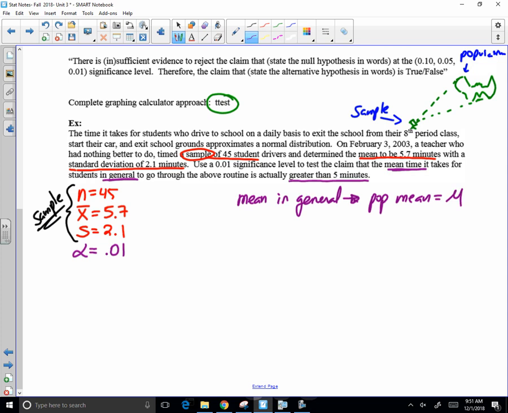Specifically mu. All right, so that would be the mean or the average for all. All would be a population. And we want that to be more than 5. It's got a greater than symbol in it, which means it does not have an equal sign in it, which means it can't be a null, it has to be an alternative hypothesis. The corresponding null hypothesis would have all the same ingredients, just with an equal sign.